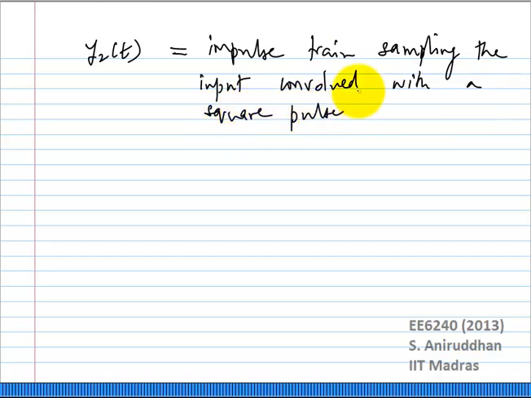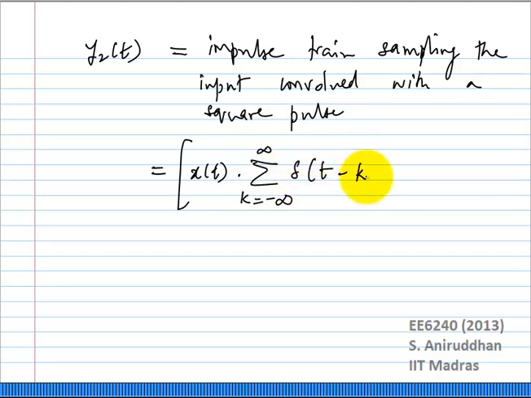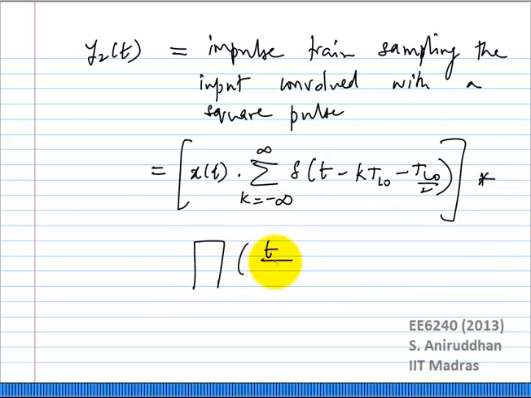With a square pulse, okay, and we can again find out mathematically what that gives. So this is nothing but x of t multiplied with the impulse train convolved with the pulse from 0 to TLO by 2. Is that clear so far?